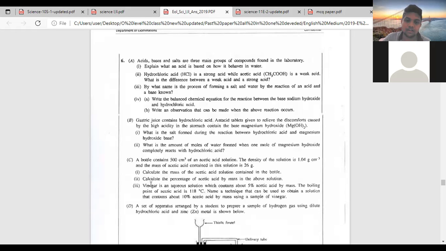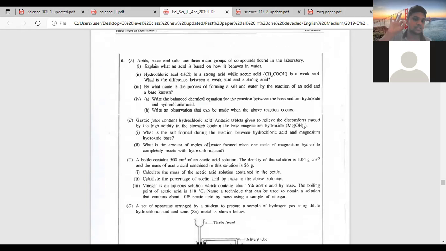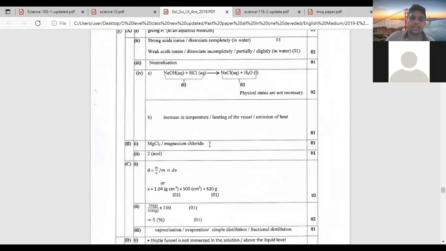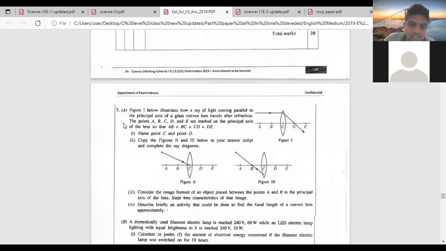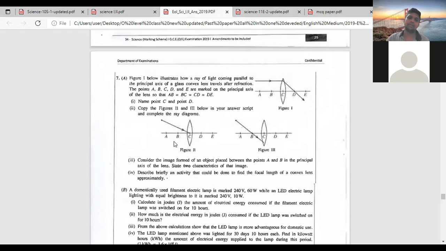They ask three parts, A, B, C, and sometimes a D part as well. That is 100% the 6th question, the second essay question, completely chemistry. Then the next one, the 7th one, again the third essay question, is completely physics, okay? Physics, you can skip a little of it, you can find one question from it.